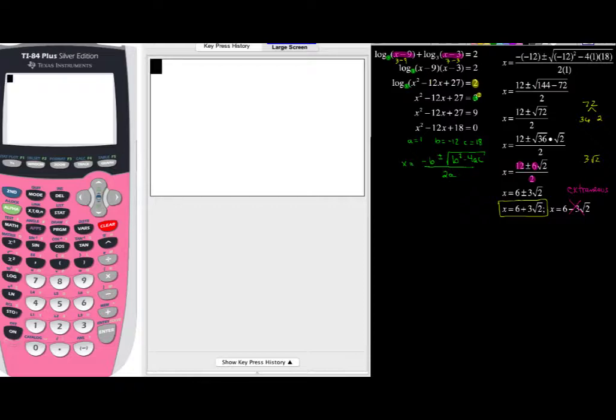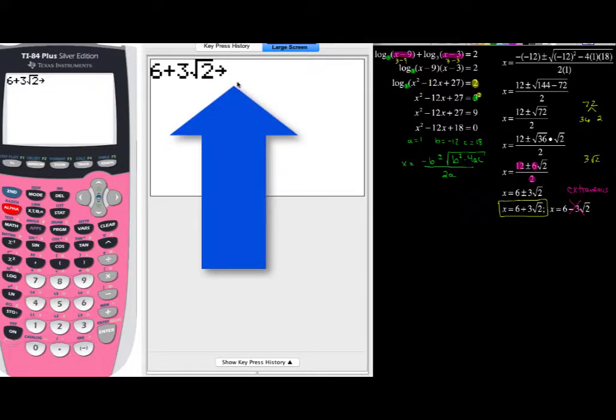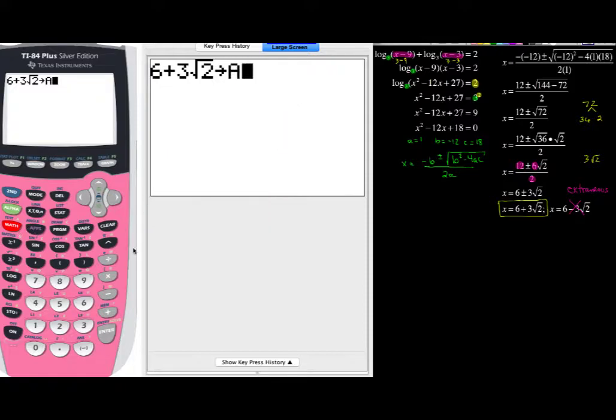So the first way, we're going to use the home screen, and what I want you to do is type in 6 plus 3 square root of 2, and what we're going to do is store that as one of our variables. We don't want to use x, so I'm just going to use A. To store it in A, hit the alpha key, and notice your cursor is now blinking and it's going to be an A. So alpha A, which is just the math button, we store that there, and notice we get a value of about 10.2426.